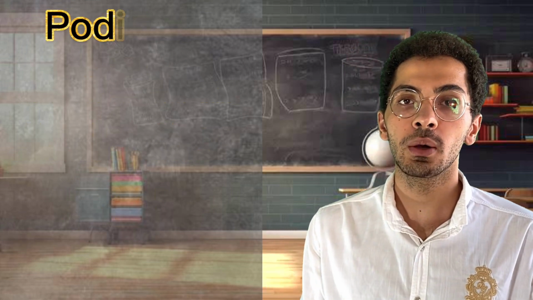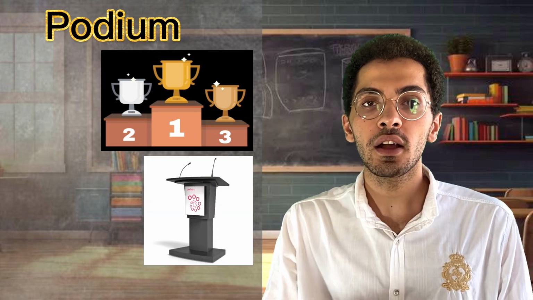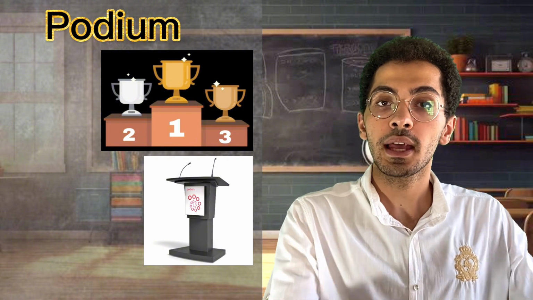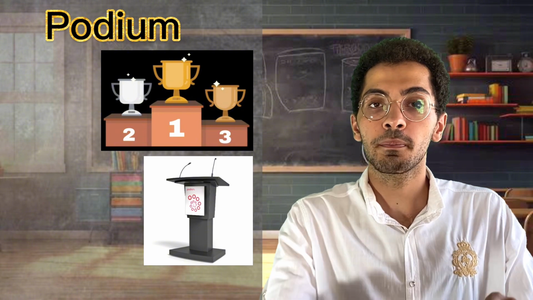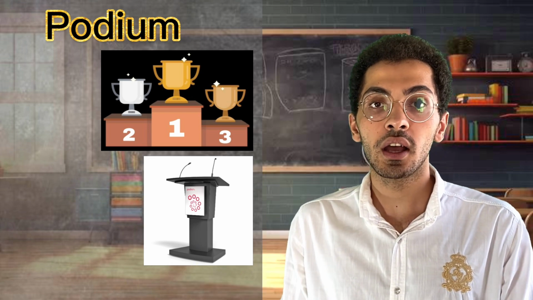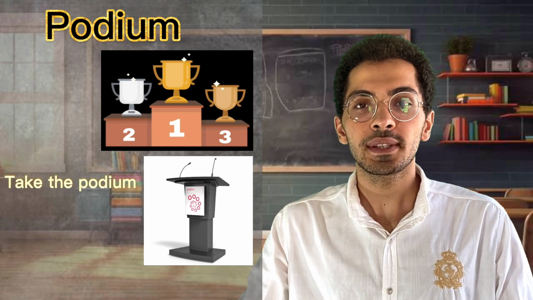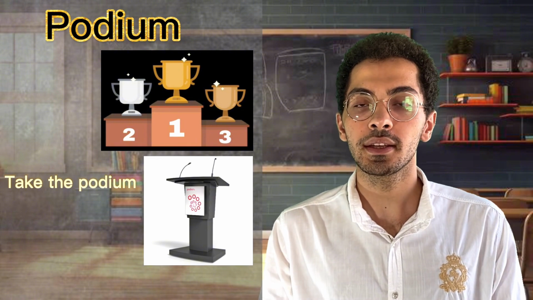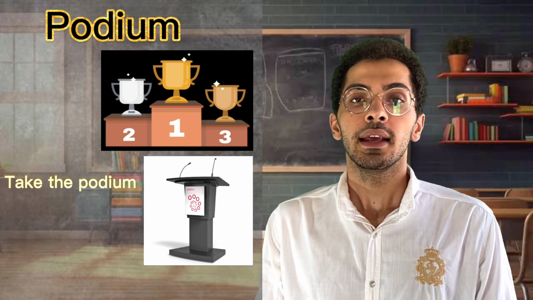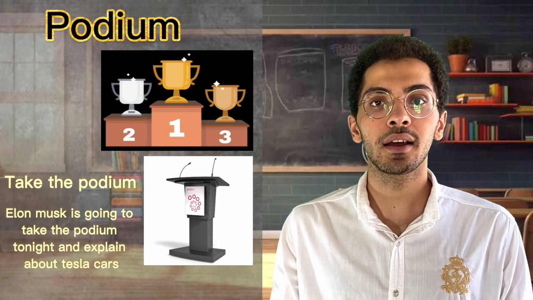Then we have podium. Podium can be this and this one. Ium is a suffix and it means place. For example, aquarium, it means a place for water. Podium, a place for your feet. So we stand on them. That's why they are called podium. And there is one idiom, take the podium. If someone takes the podium, it means they're going to give a speech, they're going to come and talk. For example, Elon Musk is going to take the podium and talk about Tesla cars.